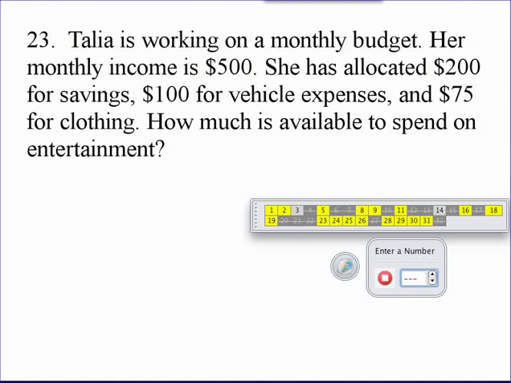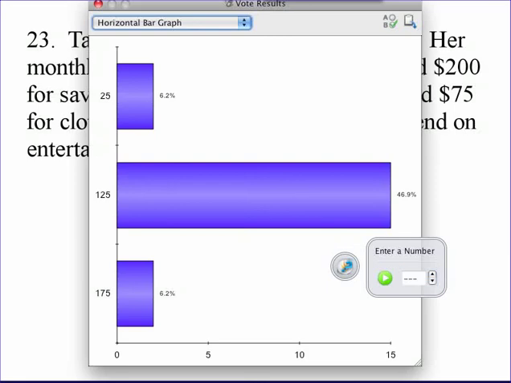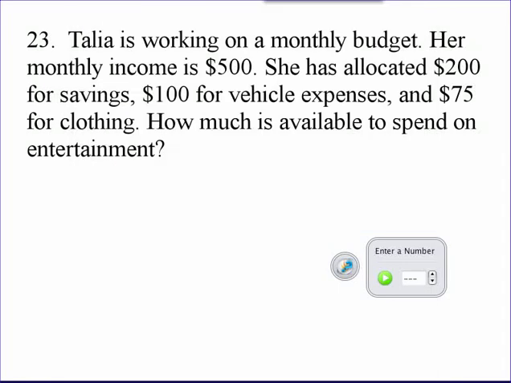Talia brings in $500. She's going to put $200 away to savings, which is really good. $100 for vehicle expenses and $75 for clothing. How much does she have to spend on entertainment? All right, this one doesn't show a green one because I did a question on the fly. And the answer is actually 125. So those of you that had 125, that was correct. We're going to go ahead and go through how you solve that real quick.